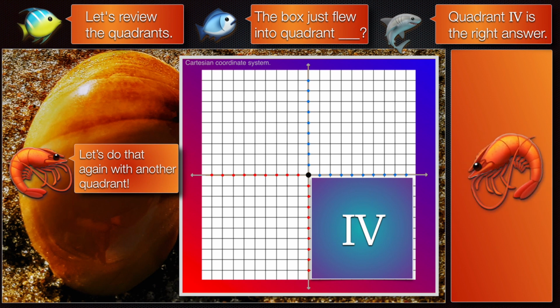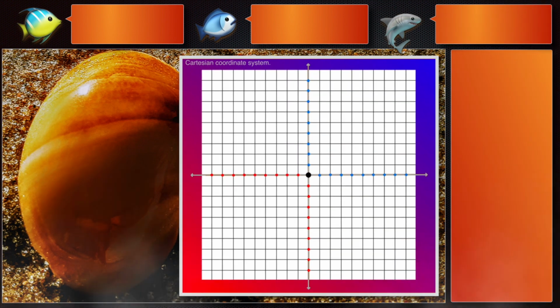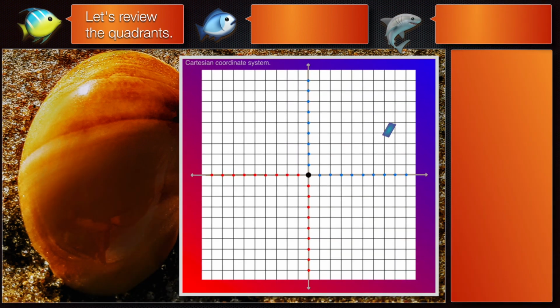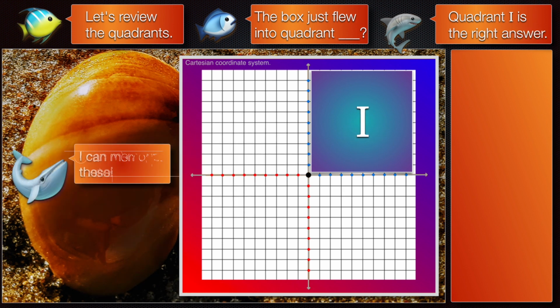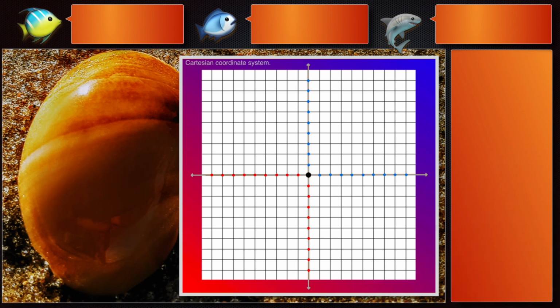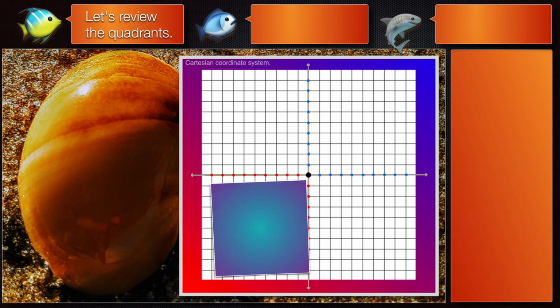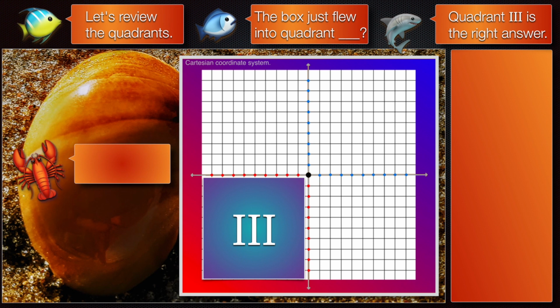And let's do that again with another quadrant. Hopefully this is just review for you. Which quadrant is that this time? Quadrant 1, of course, is the right answer. You should be able to memorize these. And finally, which quadrant is that? Quadrant 3, of course, is the right answer on that one.